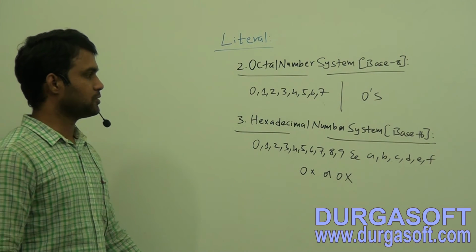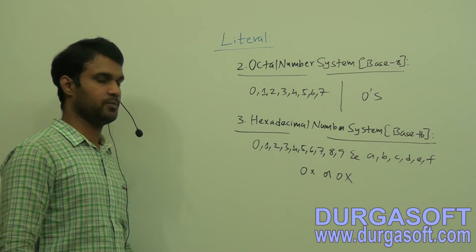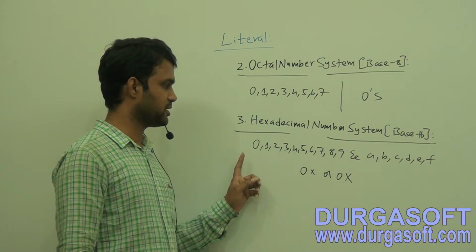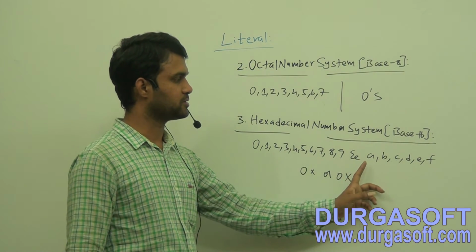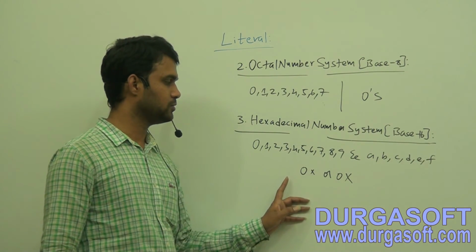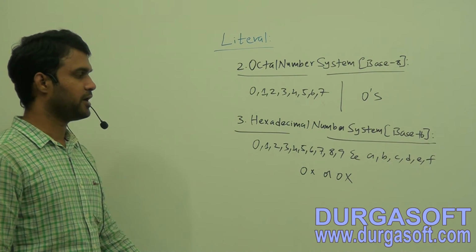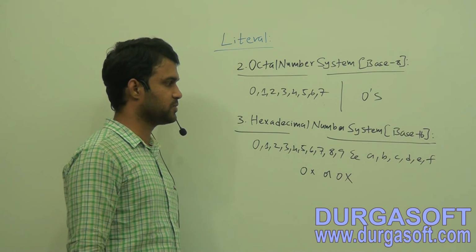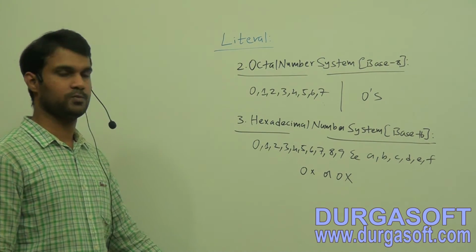So if we want to represent a number in the hexadecimal number system, then we have to prepare the number by using the symbols 0 to 9 and some alphabets like A to F, and prefix it with 0x or 0X. Based upon this, with respect to the hexadecimal number system, let me mention some examples here.